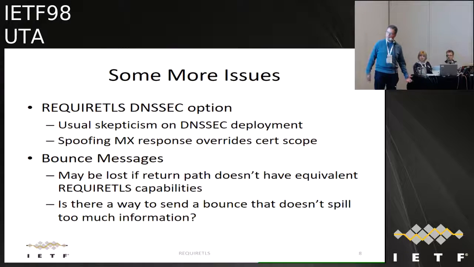Kind of a similar question here about the DNSSEC option. There's the usual skepticism about DNSSEC deployment and whether or not having a requirement that the MX records look up with DNSSEC is something that people will actually deploy. And then, as I mentioned earlier, the question about bounce messages, or whether there's some way that we can send some sort of a redacted bounce message that doesn't reveal sensitive information, but kind of will allow the originating MTA to be able to figure out which message it was that didn't make it, maybe alert that user. Next.